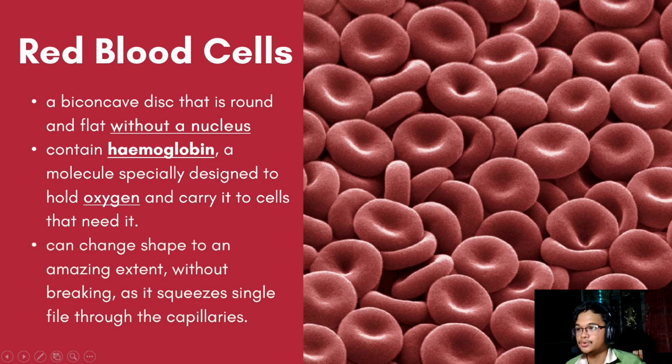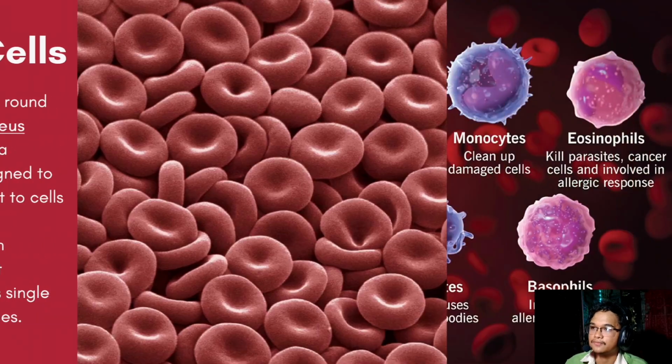It can change shape to an amazing extent without breaking, as it squeezes single file through the capillaries. If you can remember earlier, we discussed the capillaries. Capillaries are one cell thick. So the red blood cells need to be very durable, and they have to change their shape to an amazing extent so that they can squeeze through the capillaries and deliver the oxygen and other materials to your cells. It's a very interesting feature that red blood cells have.